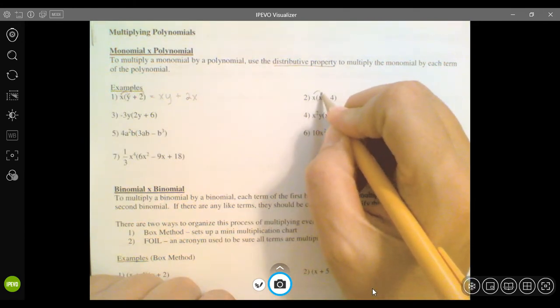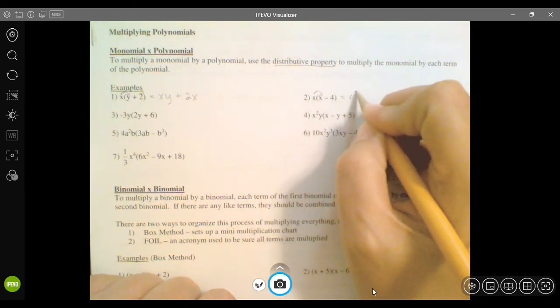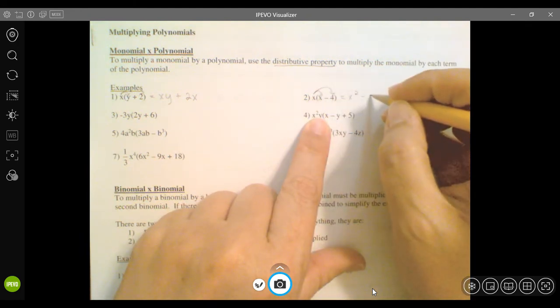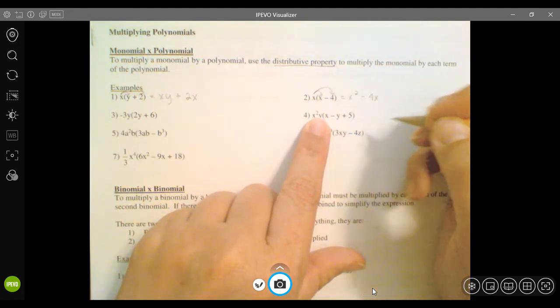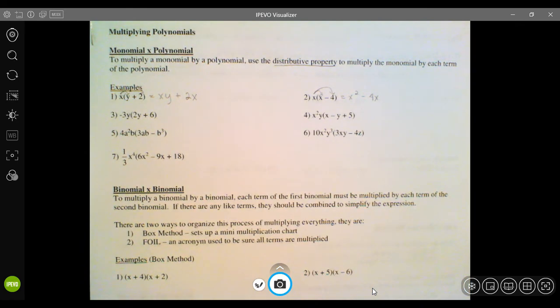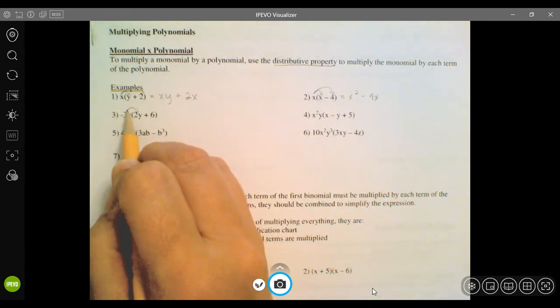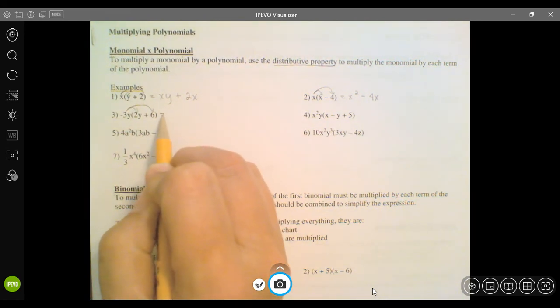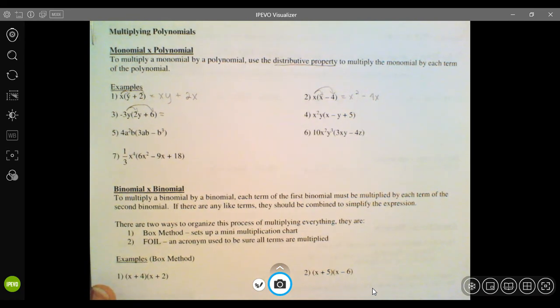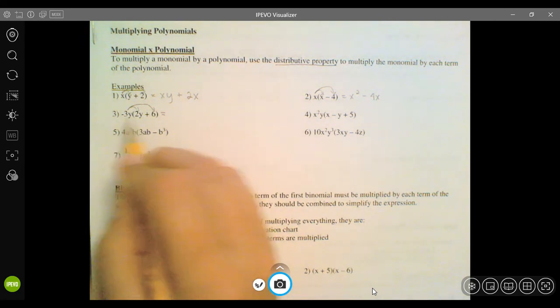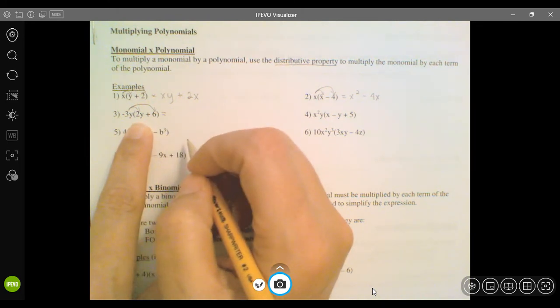Number 2, x times x equals x squared. Bring over the minus. X times 4 is 4x. I need you to understand something very carefully here, okay? See how I draw these arches? I do this, and I've been doing this since 1986. It works for me. That way I make sure everything outside the parentheses gets multiplied by everything inside.